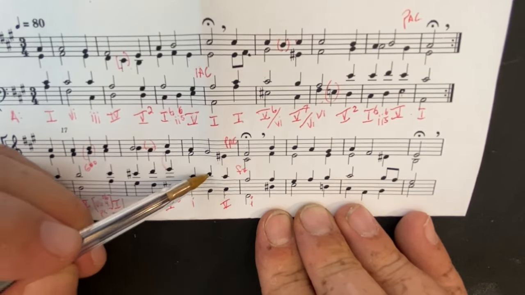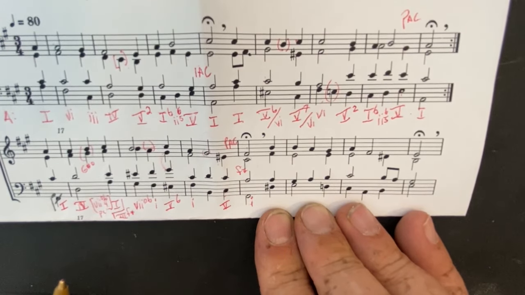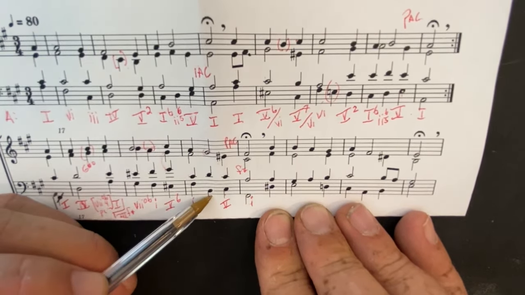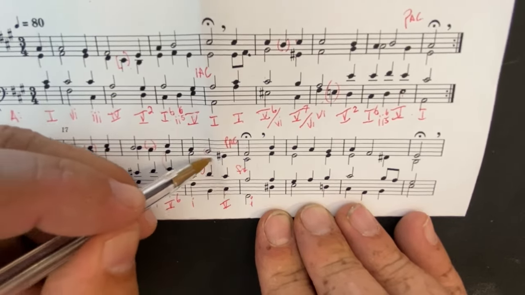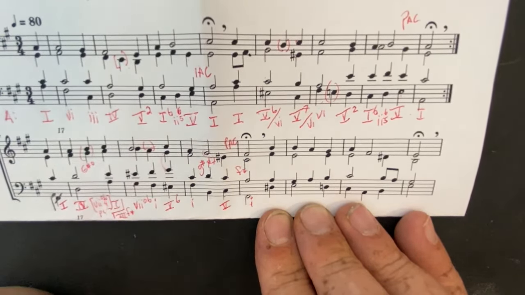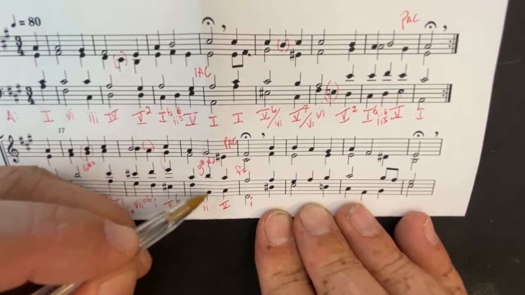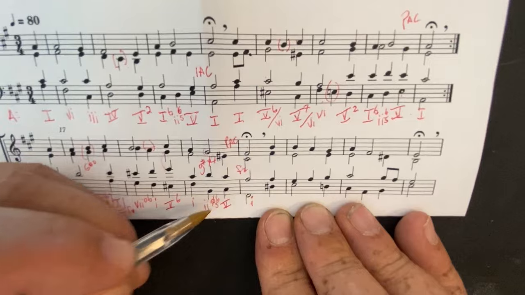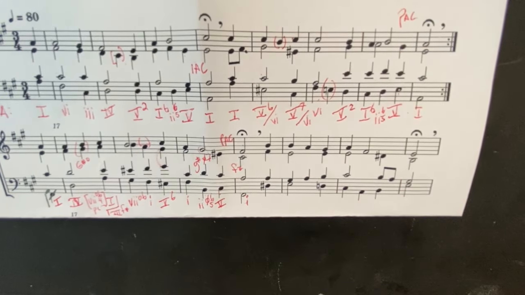B, D, F sharp. There's my G sharp right there. So G sharp, B, D, F sharp. That's a G sharp half diminished 7, which is my 2 chord, right? So that's going to be 2 half diminished because we're in the minor, 6-5, like that. All right. What happens next?